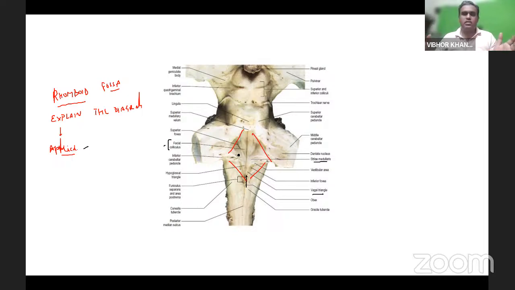And the bulk of the students are around 55 to 60, 65. In our time, I'm telling you, the bulk of the students lies in this particular marks range, 55 to 65 out of 100. A topper is 70, 75, and below 50, obviously, is not clearing the exam, right? So for rhomboid fossa, you can discuss about that.